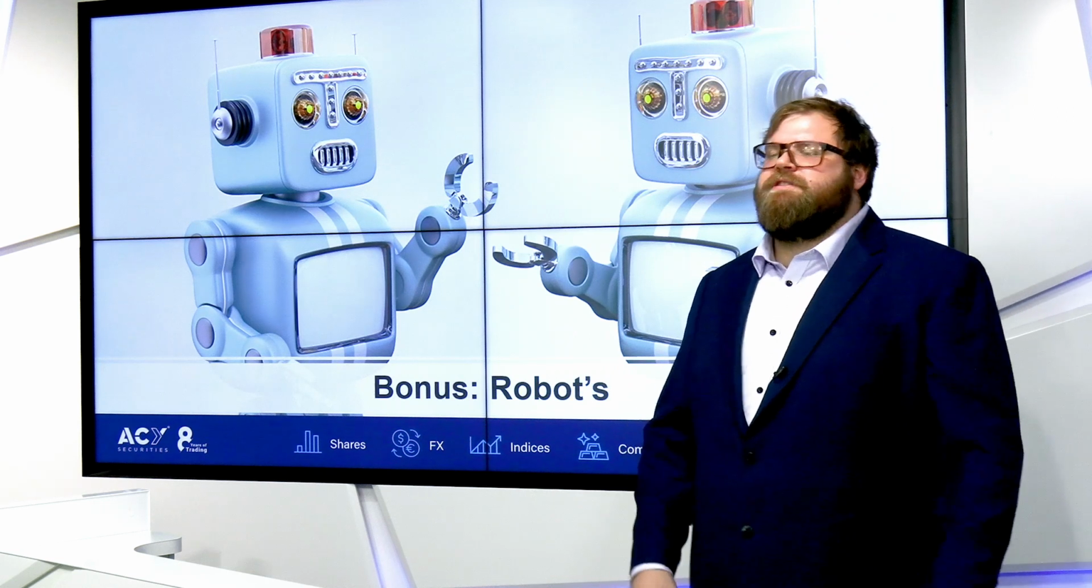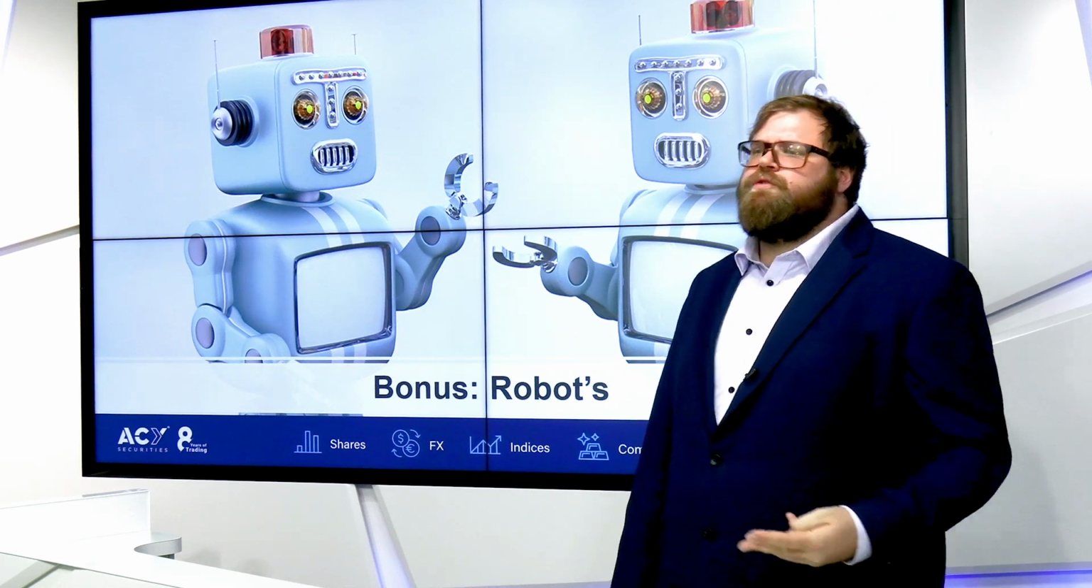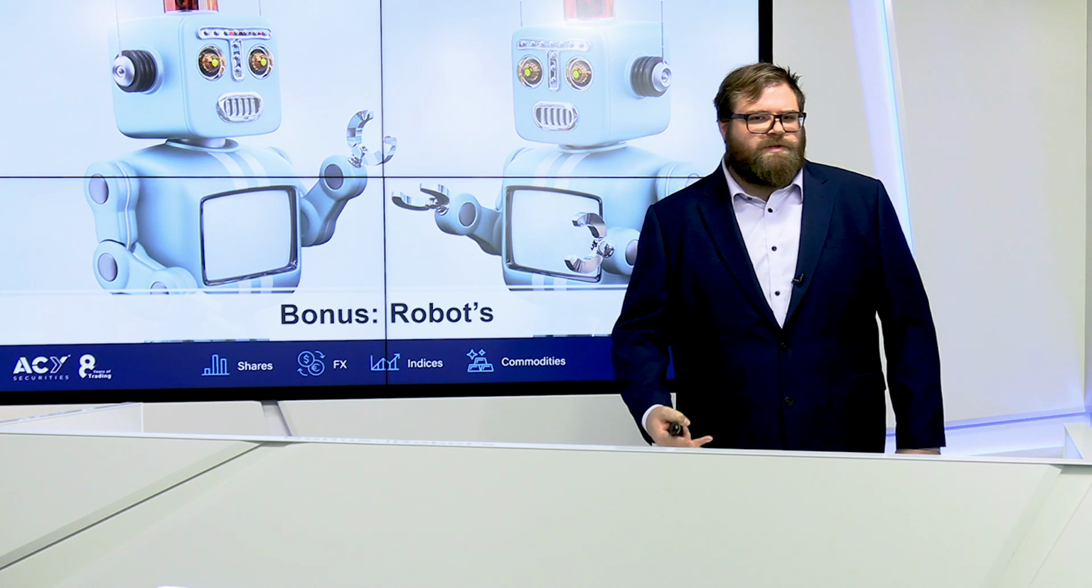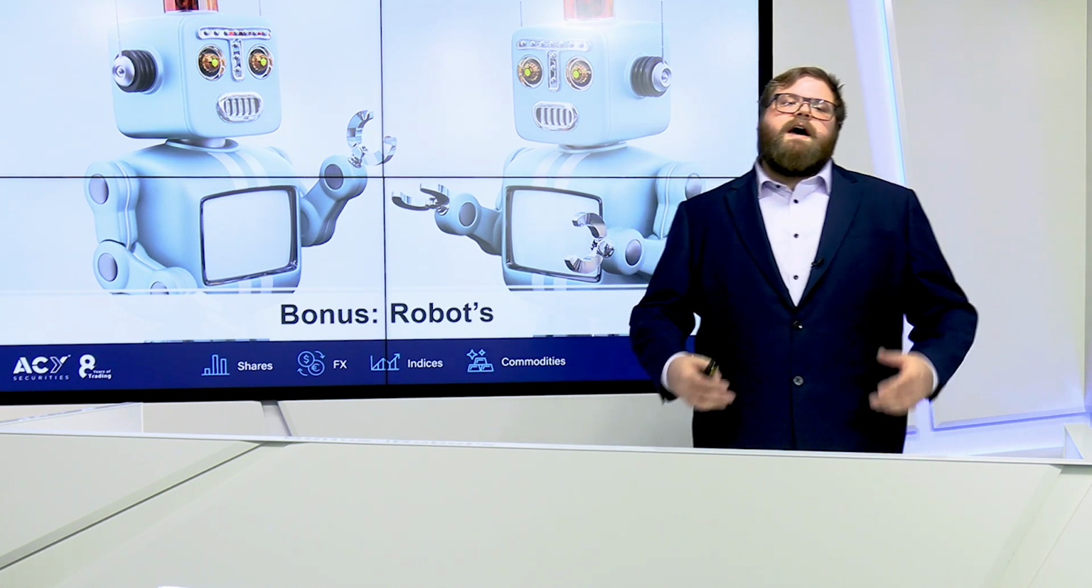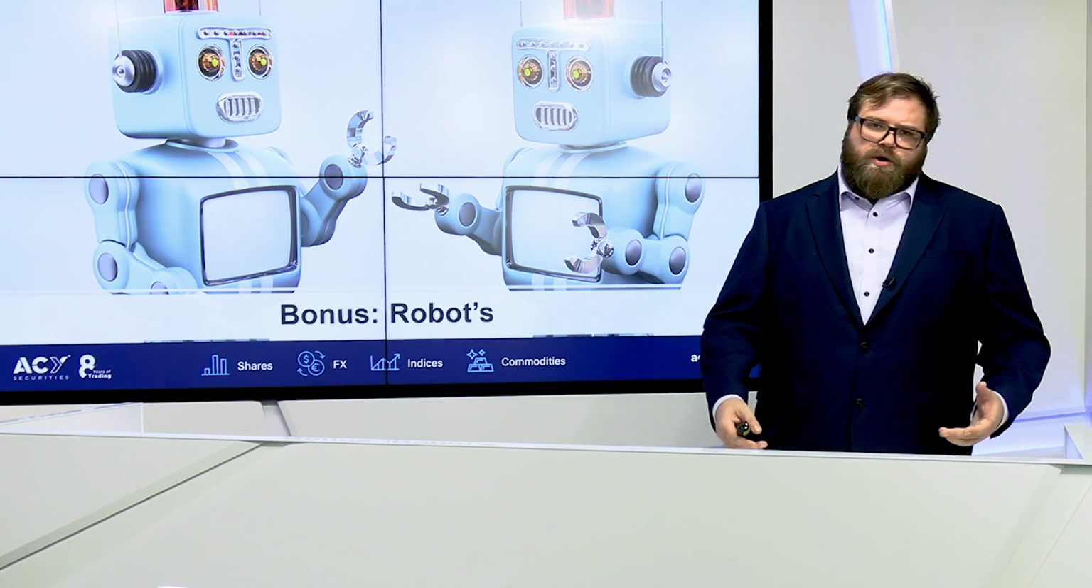The next one that I've got here is a bit of a bonus. So we've already done 3 do's. This is what you should be doing. 3 don'ts. This is what you shouldn't be doing. Now we're looking at a bonus. And this is about robots or expert advisors.